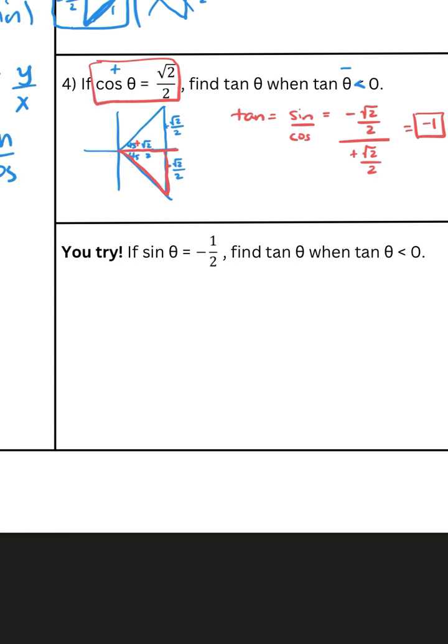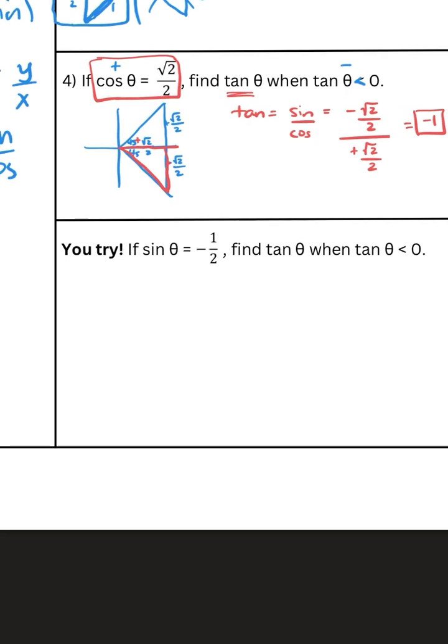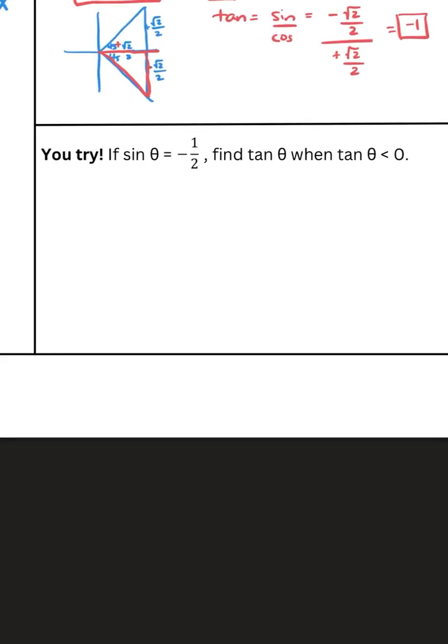And then after you figure out what the possibilities are, then find out where that happens. All right? So if sine equals negative 1/2, so sine is your y-coordinate. So that means where's y negative? So y has to be negative here, and y has to be negative here. Sine is opposite over hypotenuse. So negative 1/2 here, negative 1/2.